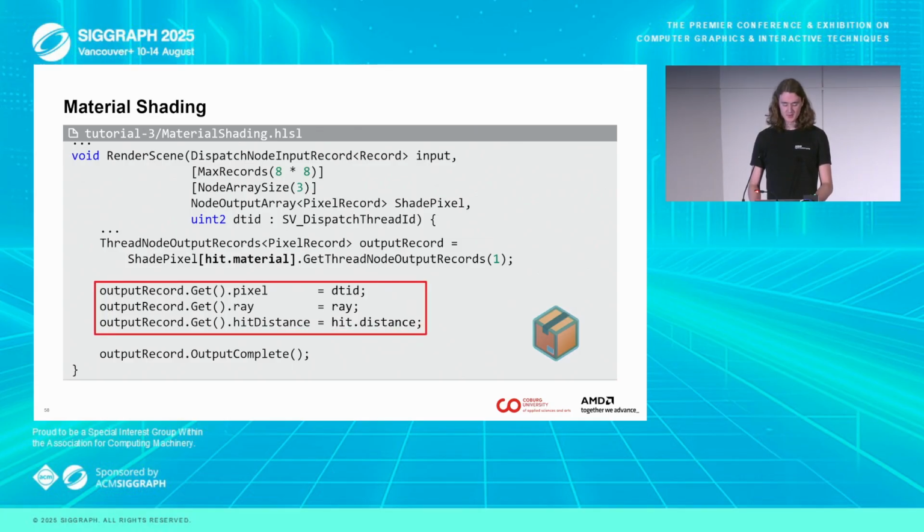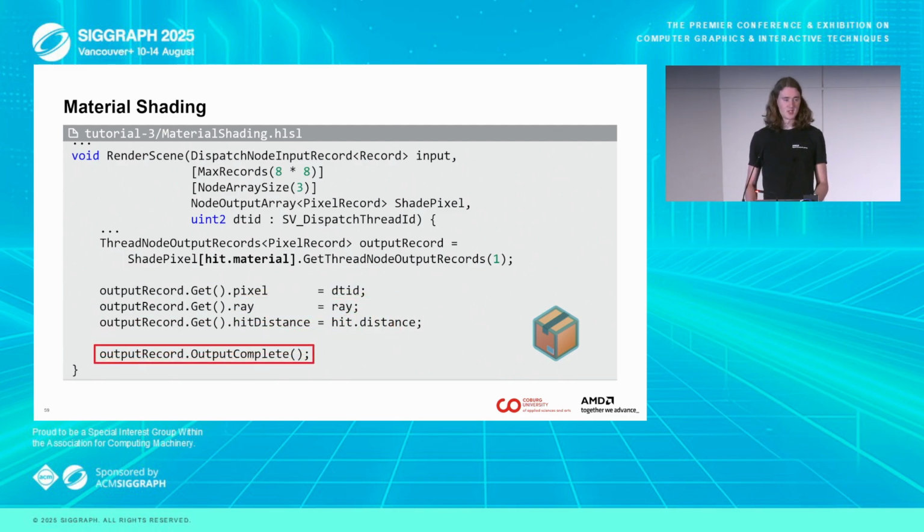Then writing to the record is still the same as before. We can use the .get intrinsic and then write stuff into the record. We package everything together. Then we call output complete because we're done writing, and that will send the record off to be processed by the WorkGraph system. And that record will then arrive at the material that we set here with the material index at the top.